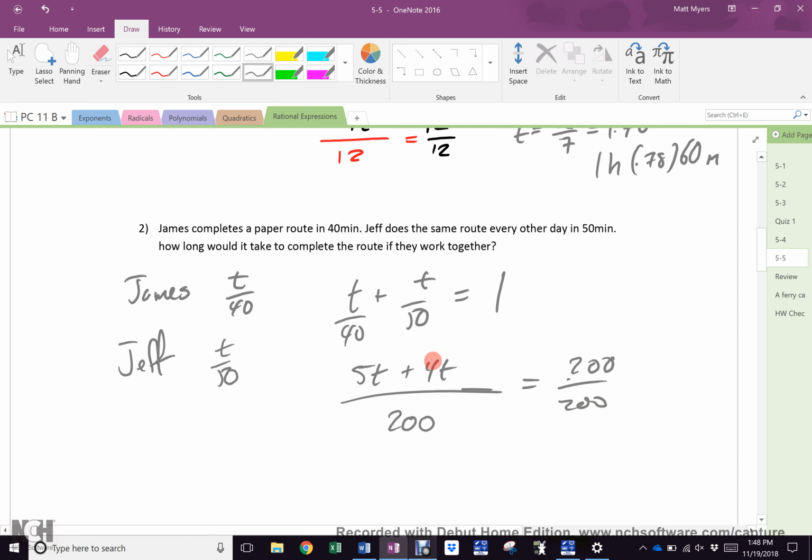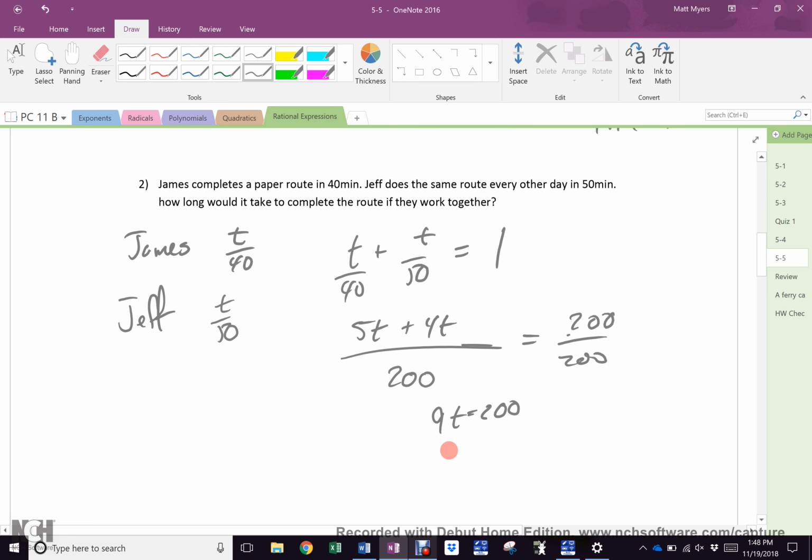So what's 5t and 4t? 9t equals 200. How do I solve that? Divide by 9, and t equals 22 point something. 22.22? Am I happy with that answer? Sure I am, because this is in physics class.